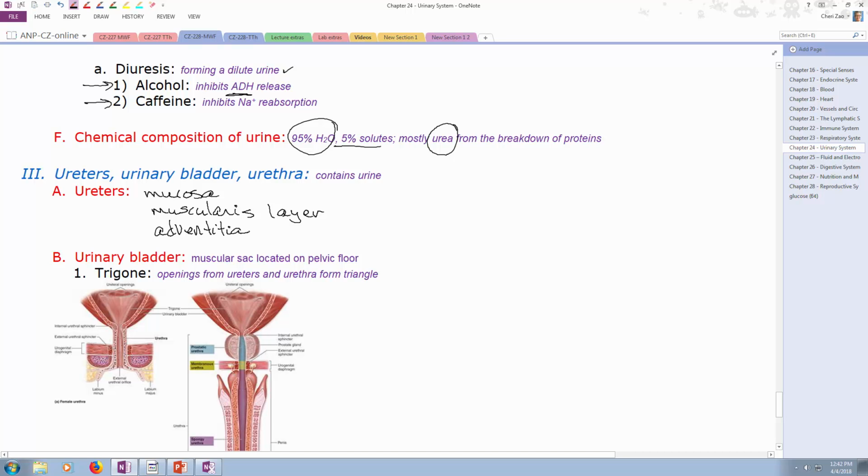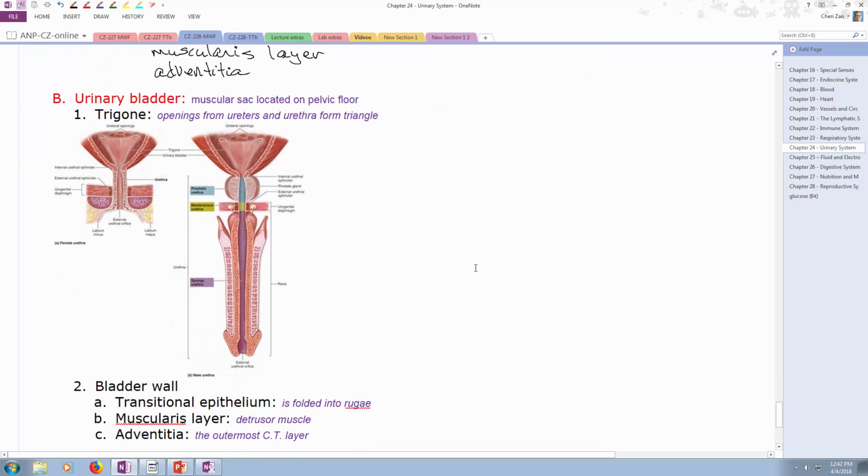And one of the things that you should realize whenever you see the word adventitia, that is indicating that it's not in a cavity that has the typical serosal lining. And so again, this is consistent with everything being retroperitoneal. Our urinary bladder is described as a muscular sac, again, smooth muscle, located on the pelvic floor. And so that's what this is meant to show you right here. That area is the pelvic floor. I'll erase my marks there.